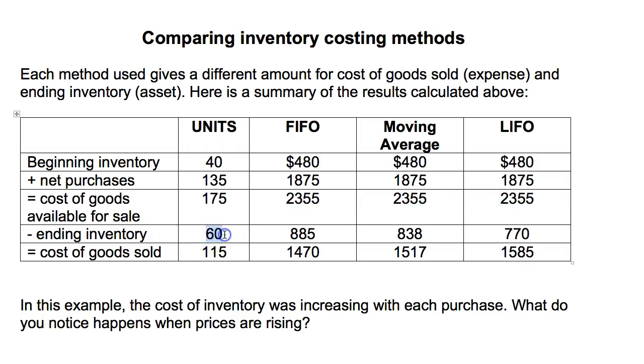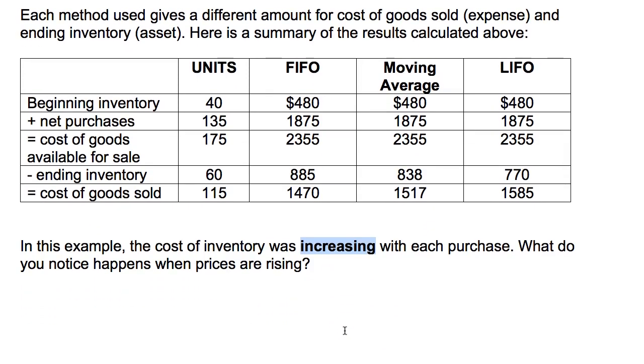So the ending inventory is 60 units, but each method will give you a different number for the ending inventory. And we have sold 115 units, and each method will give you a different cost of goods sold or cost of sales amount. Now, in this example, the cost of inventory was increasing with each purchase. What that means is every time we made a purchase, the cost per unit increased. What do you notice happens in this case when the prices are rising? Let's have a look at the numbers.